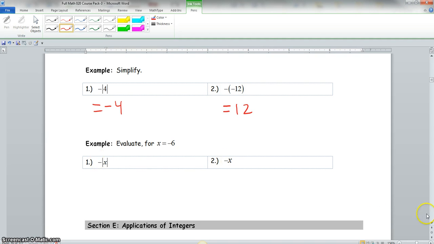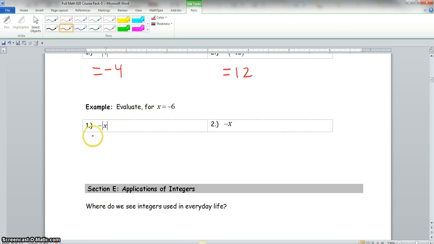Now we go down here to number 1, where we substitute. We still have our opposite, the absolute value. And remember, I always put what I substitute in parentheses, just to show that it has been substituted for. So now we have the absolute value of a negative 6, which we know is 6, but we will bring down this negative that was on the outside. Now we go here to number 2. We have the negative, and we're going to substitute in negative 6 for x. So we know the opposite of negative 6 is positive 6. So that is our final answer.